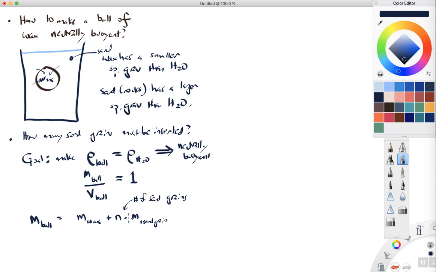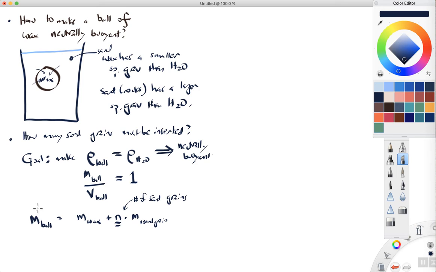So, for instance, if we have one sand grain, we would just add on to the mass of the wax the mass of one sand grain. If there were 2 sand grains, you take 2 masses of a sand grain, 3 and so on. So n is the number of sand grains. And if you're listening up here, what we're trying to do is basically solve for this n. That's eventually what we're going to try to figure out.